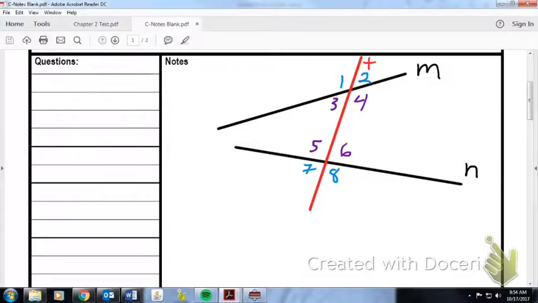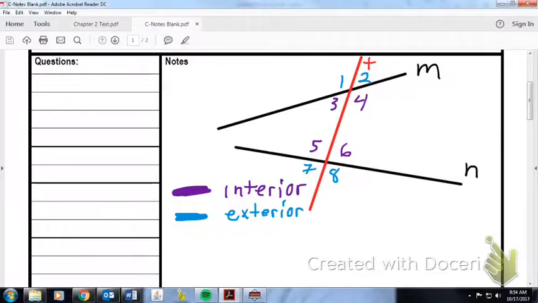Okay, so first things first: the interior and the exterior of the diagram. I have the interior angles in purple and the exterior angles in blue. So the interior is in between the 2 lines, and the exterior is outside of the 2 lines.